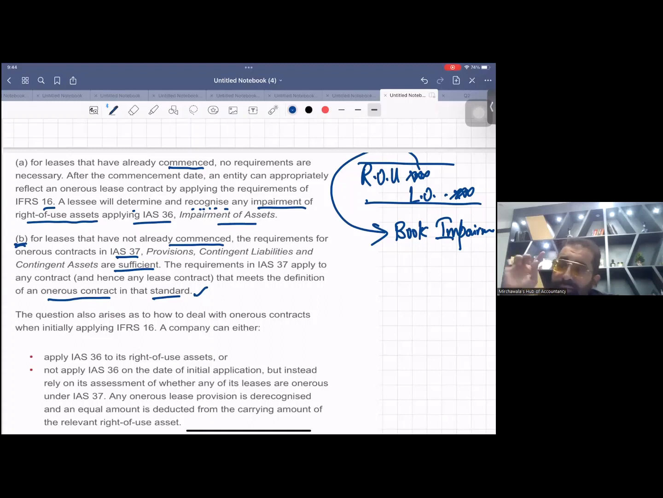Now part B. If the lease has not commenced, that means you have not booked the entry ROU debit and lease obligation credit. So now you are free to use IAS 37 onerous contract accounting.